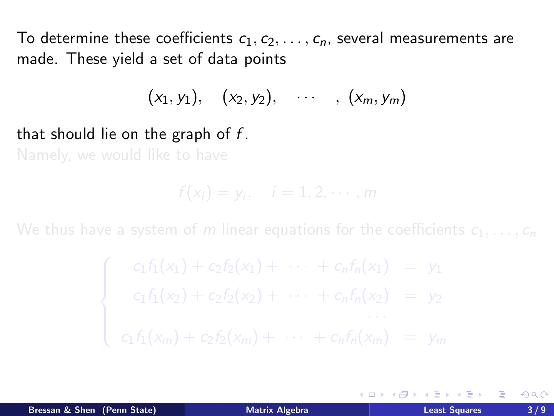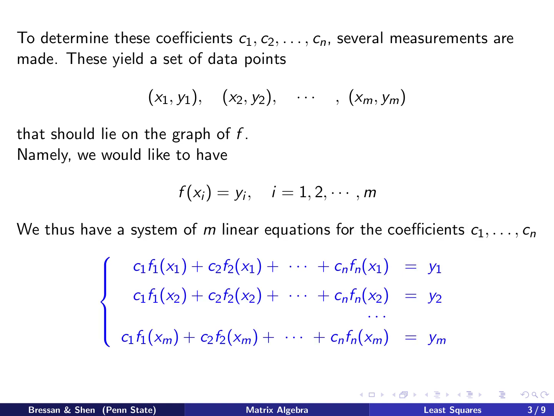Then to determine these coefficients, the c's, we make several measurements. And this will give us a set of data points. Let's say we made m points. So I have data points, x1, y1, that's 1 point. x2, y2 is another point, and then all the way to xm, ym. In the ideal situation, these data points should lie on the graph of f.